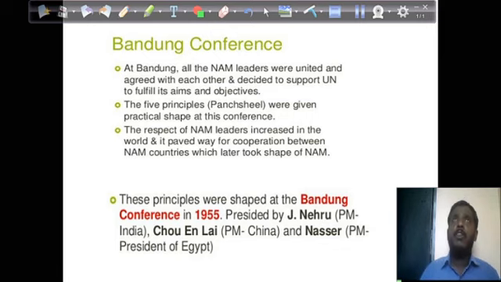So the Bandung Conference, you cannot say exactly, is the first conference of NAM. It was basically a movement or an attempt to create NAM. The conference, held in 1955, adopted Panchsheel and other friendly principles as a principle for defining the relationship between nations.